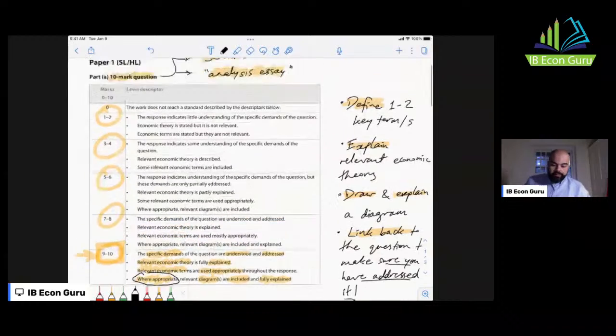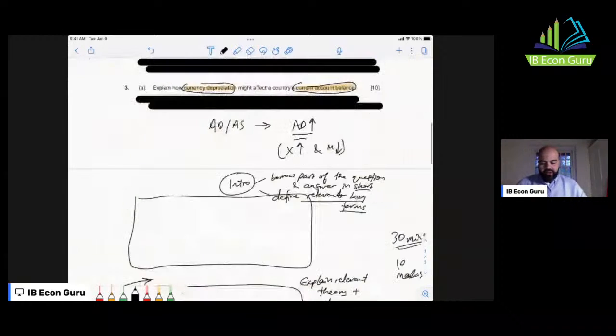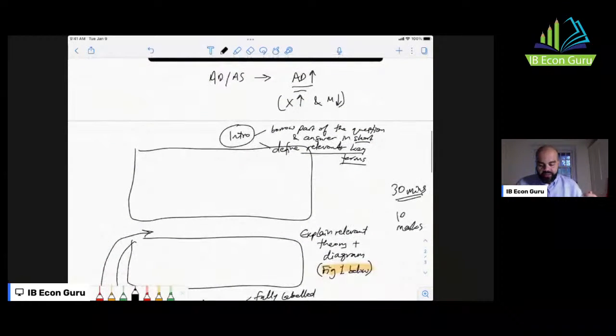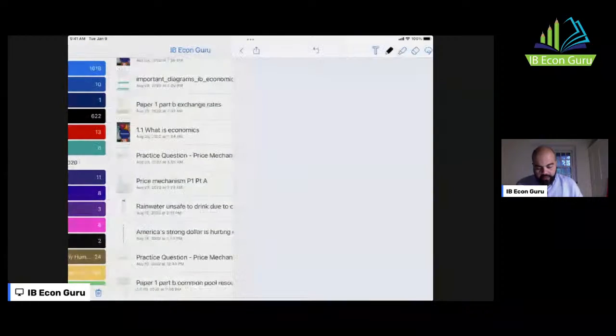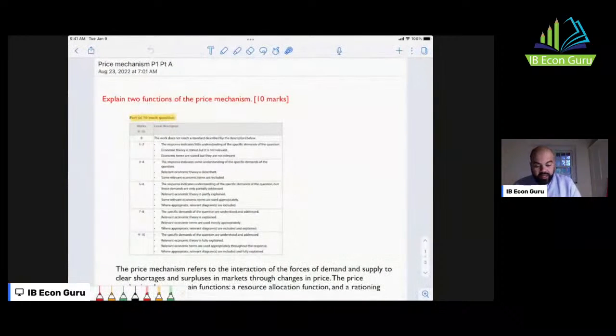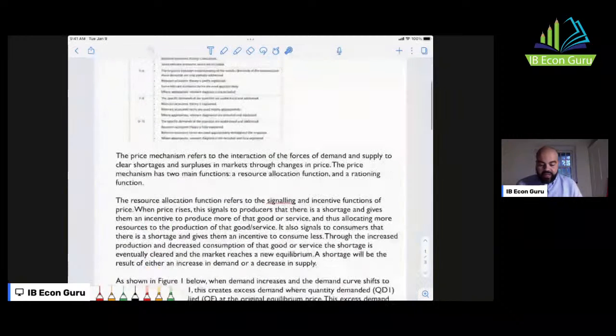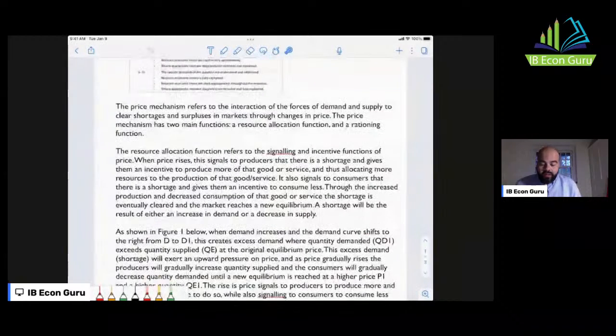Okay. Now you might be thinking, okay, so where can I find an example of this? Well, I have created several, but I'll show you one that I did recently. Okay, so: explain the price mechanism. I started by defining the price mechanism. The price mechanism refers to the interaction of the forces of demand and supply to clear shortages and surpluses in markets via price. The price mechanism has 2 functions, a resource allocation function and a rationing function.